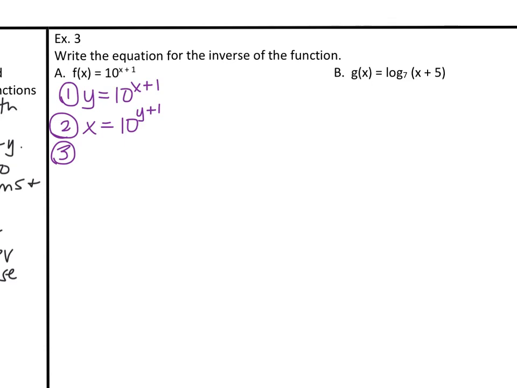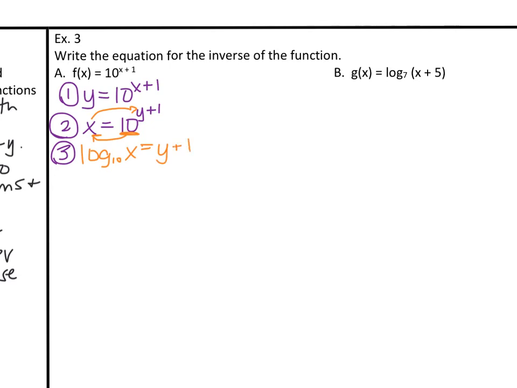We start off simply by writing the word log, L-O-G. The base is 10. I'm going to write that now, but because it's base 10, we don't need that in our final answer. If it was a different number base, we'd have to include it. And now we loop. We're taking the log of x, and that's going to equal y plus 1.